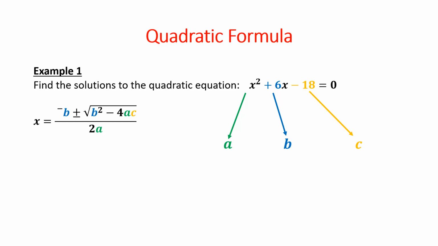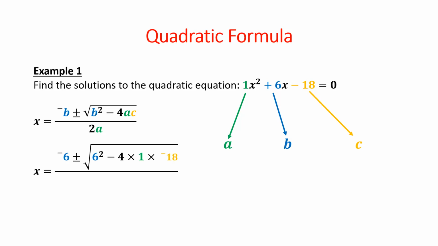So a, there is no value out front of x squared. Yes, there is. There's a 1. So a is 1, b is positive 6, and c is negative 18. All right, let's start substituting. So we get minus b, which is minus 6, plus or minus the square root of b squared, which is 6 squared, minus 4 times a, so 4 times 1, times c, so times it by negative 18. And that's divided by 2 times a, so 2 times 1.